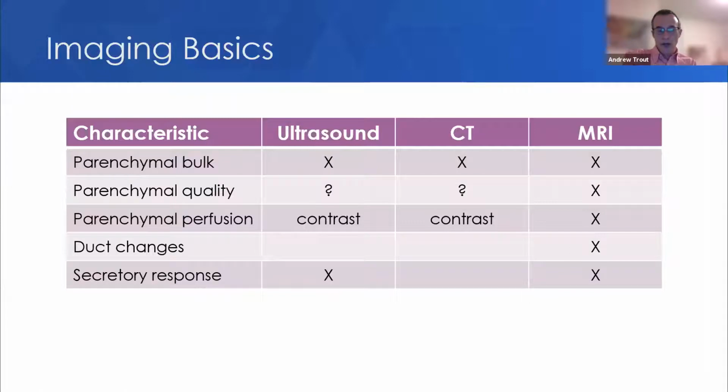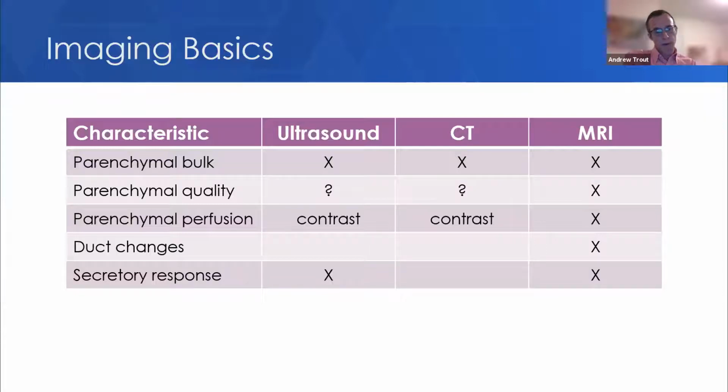Not yet clear whether we can get very far with transabdominal ultrasound, and I know that there's data out there regarding Rosemont criteria for endoscopic ultrasound. CT, not a huge body of literature in that space as well. So mostly MRI in the parenchymal quality section.